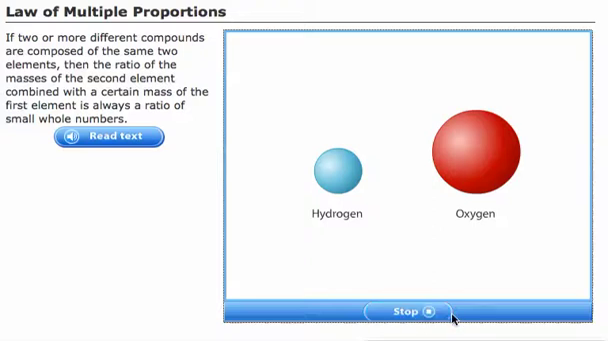The law of multiple proportions states that the mass ratio for one of the elements in a compound that combines with the fixed mass of another element can be expressed in small whole numbers. This law can be demonstrated using two compounds formed from hydrogen and oxygen, water and hydrogen peroxide.